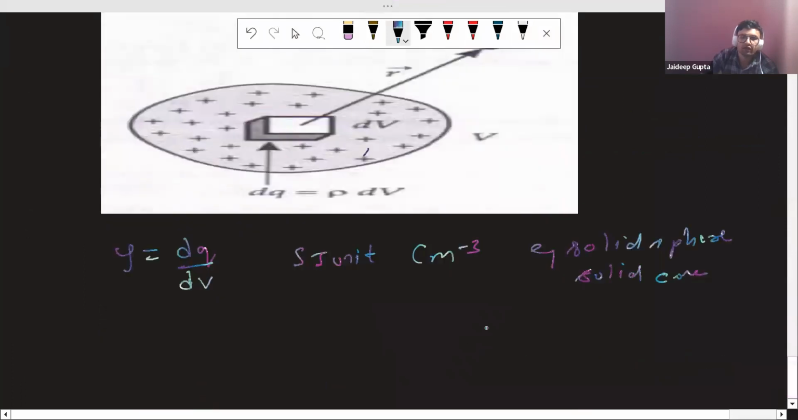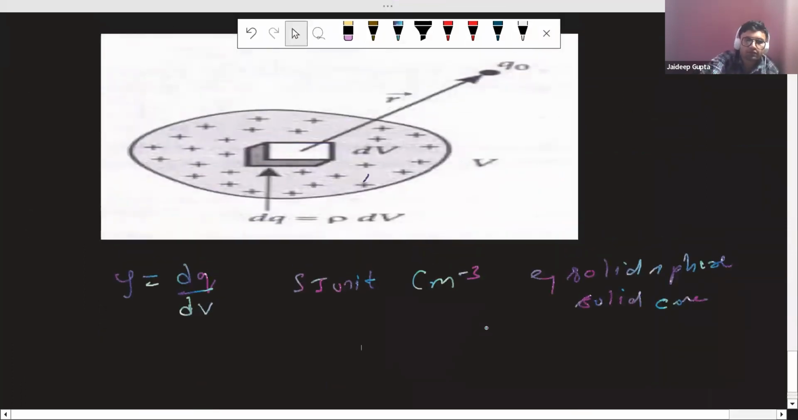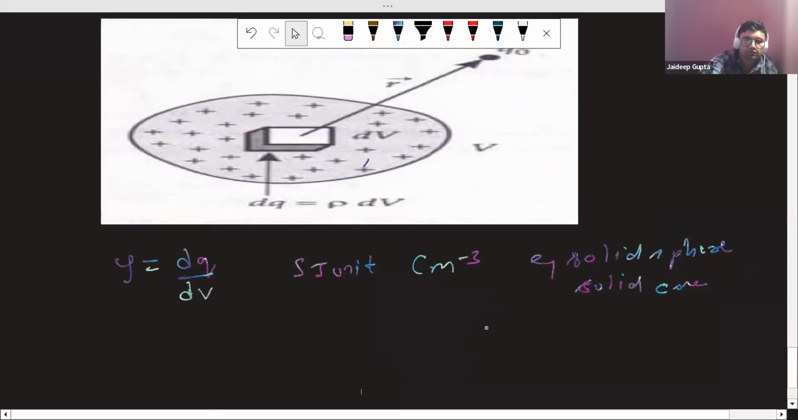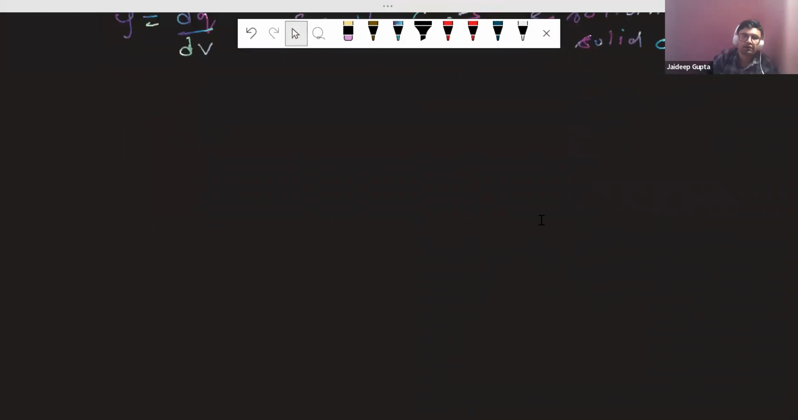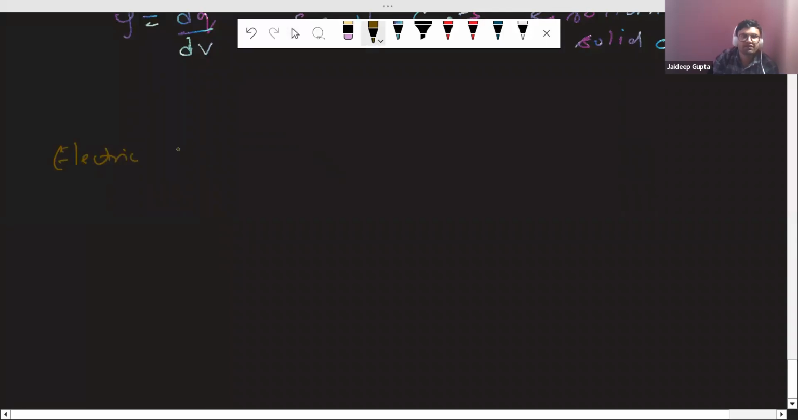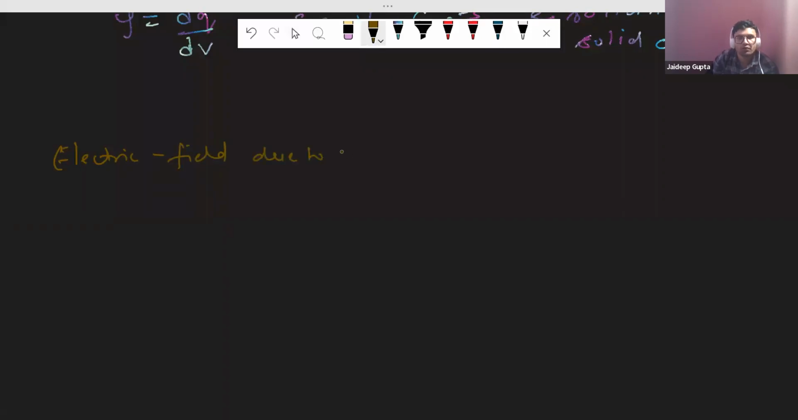Now electric field due to a ring. This derivation is very important. Electric field due to a uniformly charged ring at an axial point.